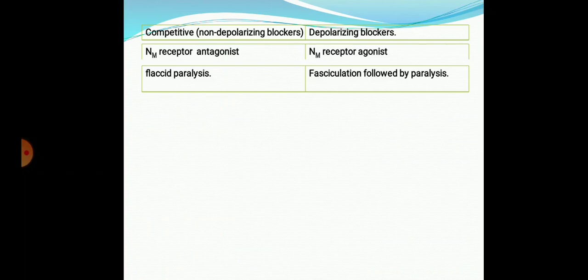So let us see what's the difference between these two classes. Competitive is a pure NM receptor antagonist, while depolarizing is an NM receptor agonist. And the competitive blocker causes flaccid paralysis, that is, without producing contraction, the muscle directly goes to a stage of relaxation and paralysis. But the depolarizing blocker initially produces fasciculation or disorganized contraction of skeletal muscle, followed by paralysis, what we call spastic paralysis.